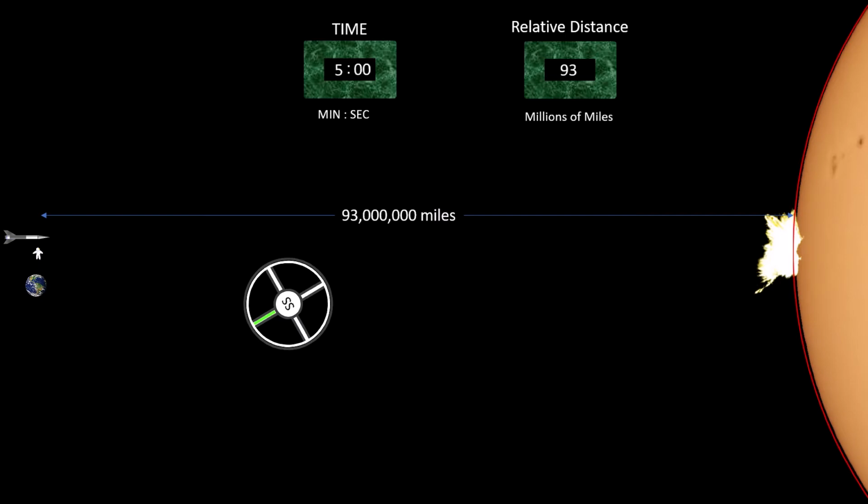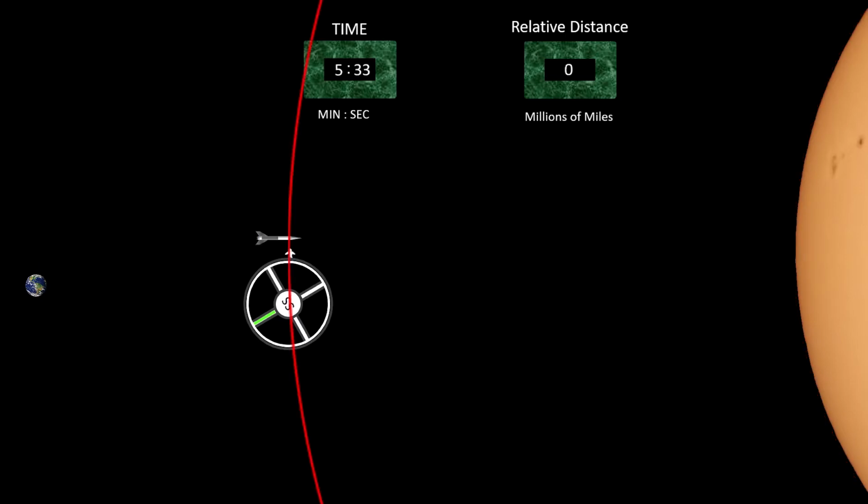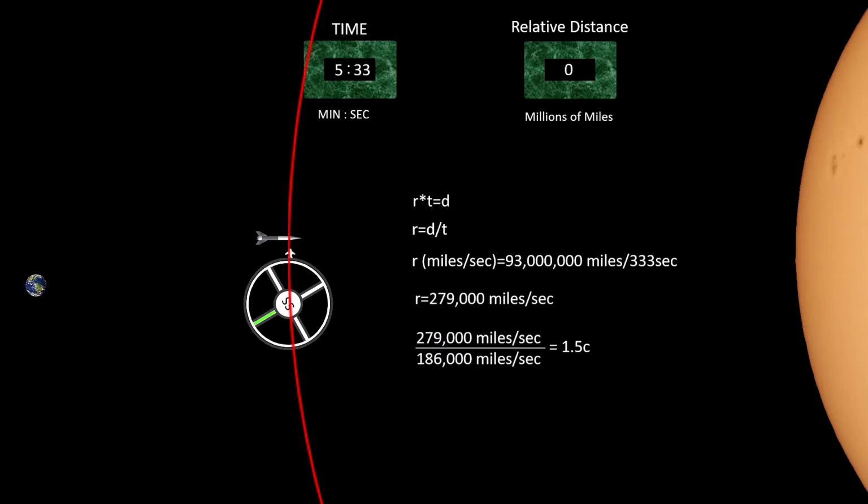At t = 5 minutes and 33 seconds, or 333 seconds, the observers in the rocket saw the coronal mass ejection, so the distance between them was 0. Applying the simple rate times time equals distance equation and solving for r, we get r in miles per second equals 93 million miles divided by 333 seconds, which is equal to 279,000 miles per second. Divide that by the normal speed of light, which is 186,000 miles per second, we get 1.5 c, or 1.5 times the speed of light.